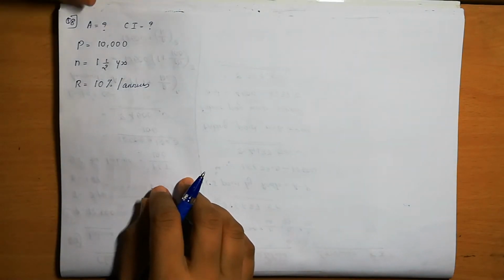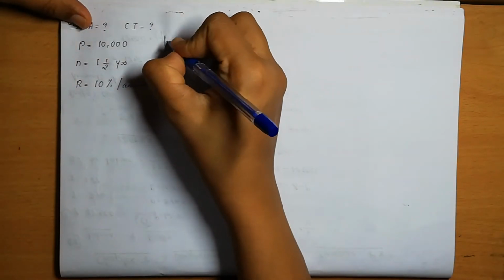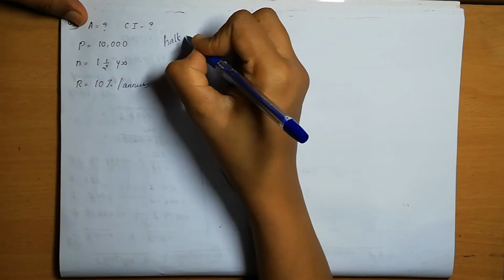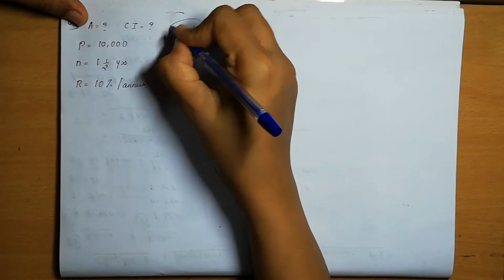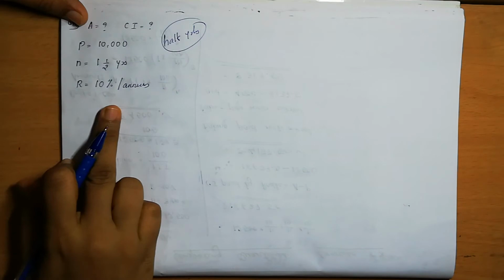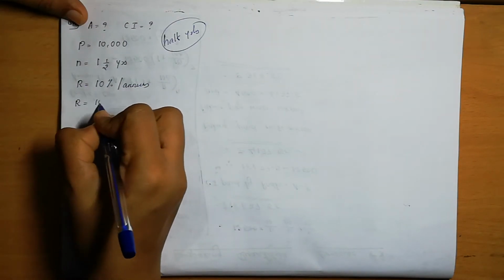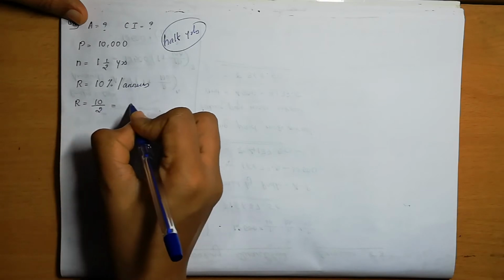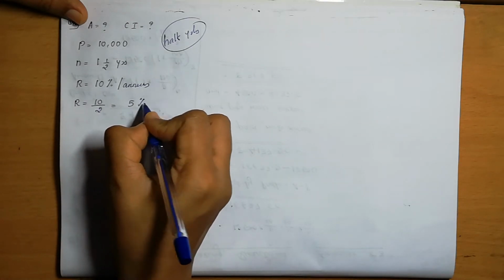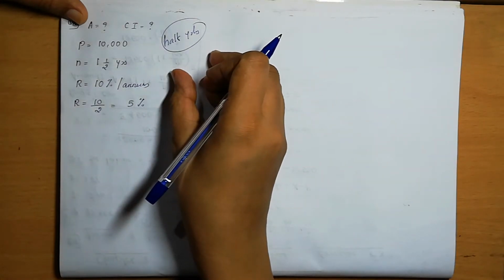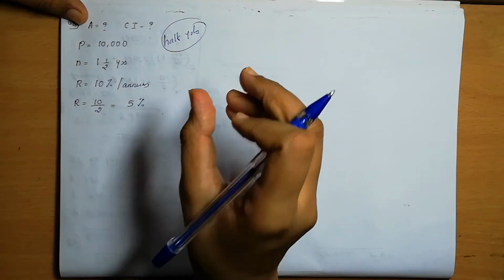Compounded half yearly. Here it is calculating on a half yearly basis only. The interest is calculating half yearly. That means what we need to take? We need to take the interest as half only, right? So half yearly means the rate we need to take half. That means 10 by 2 equal to 5% interest only we are able to take, because here it is mentioning compounded half yearly.